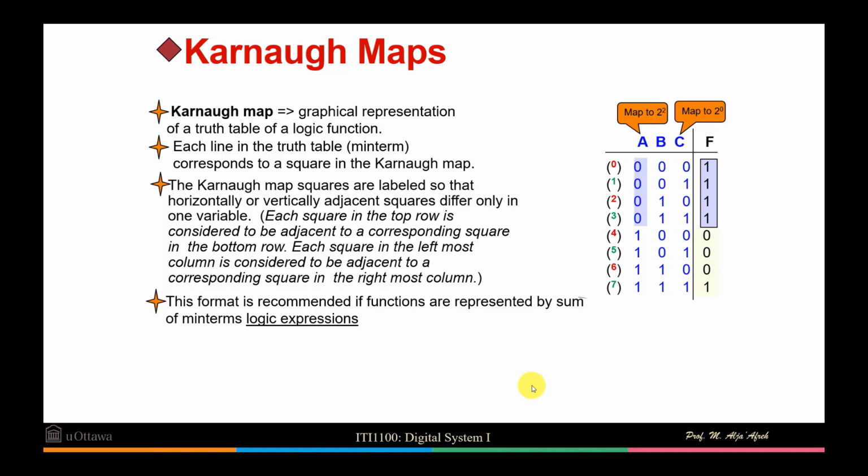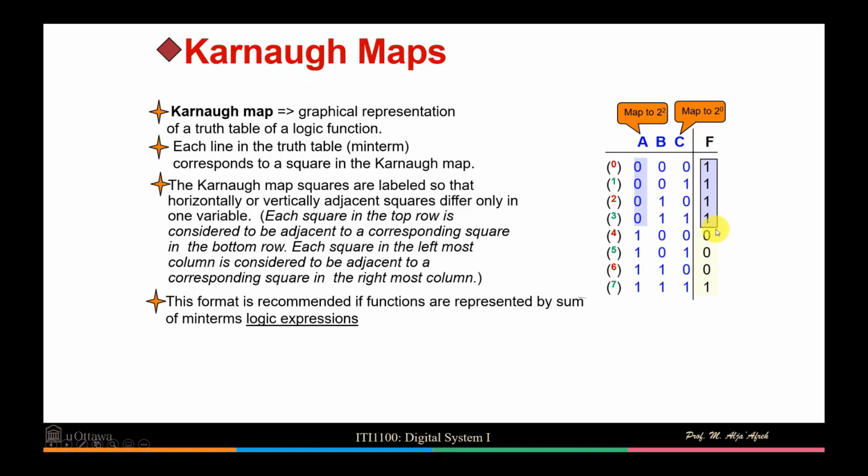Good morning, everybody. Let's revisit and revise the anatomy of the Karnaugh map that we have covered so far. A scientist by the name of Maurice Karnaugh came up with an intuitive and graphical representation of any given truth table of a Boolean function.